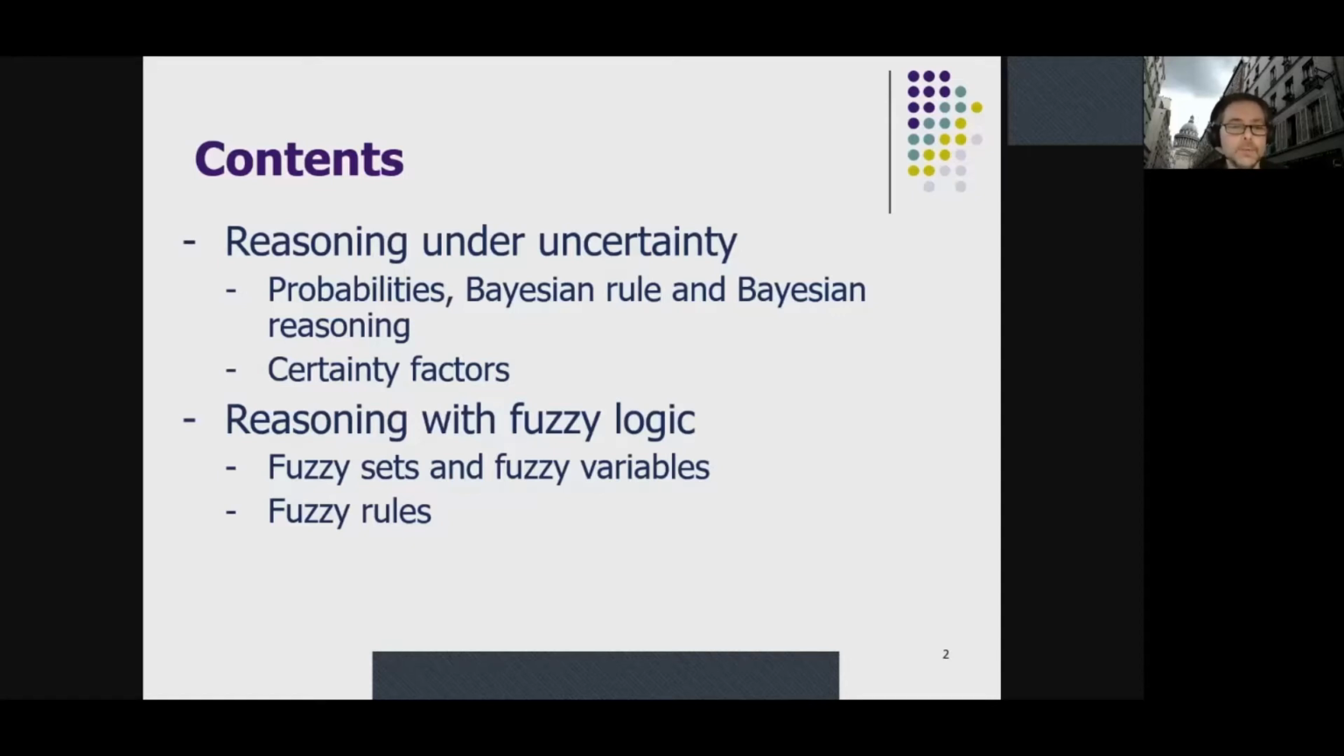And I will focus more on two approaches. One is based on probabilities, the well-known Bayesian reasoning approach. The second one is based on the theory of certainty factors. That will be the first part, and then I will focus more on fuzzy logic, the theory of fuzzy logic, how it was introduced, some key concepts about fuzzy sets, fuzzy variables, and how we use them to create fuzzy rules.